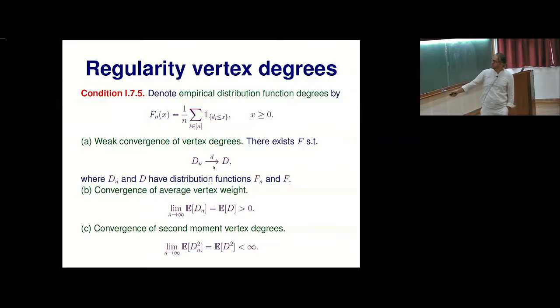And in some cases, and we'll see a bit later on when this is needed, we also need that the second moment converges. And in that case, we will assume that this second moment actually is finite. As we've seen, this is not always the case in real-world networks. In real-world networks, sometimes we have to think about this as growing with n.